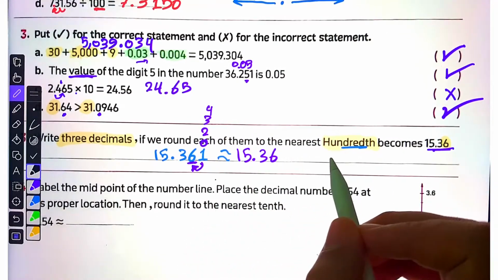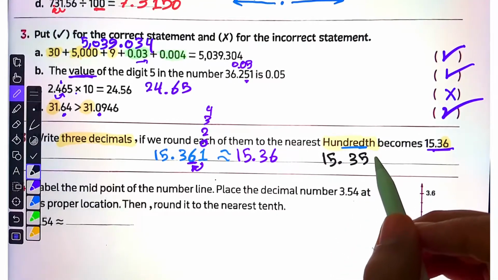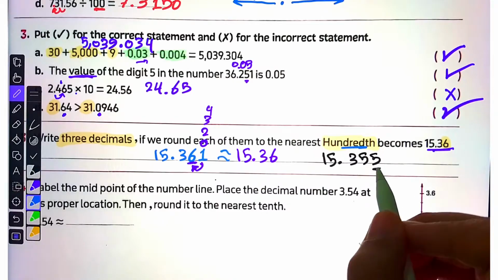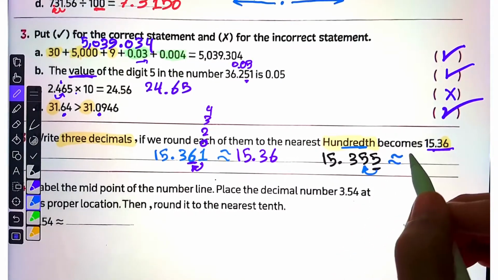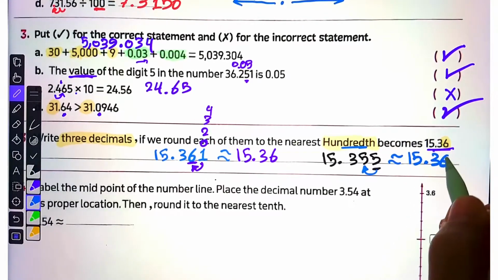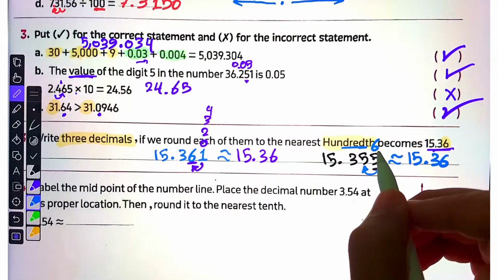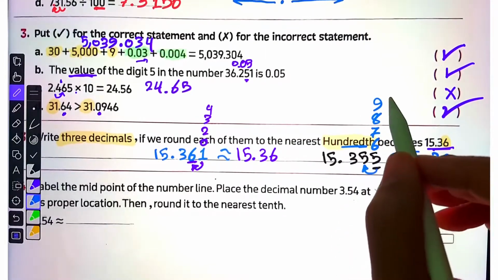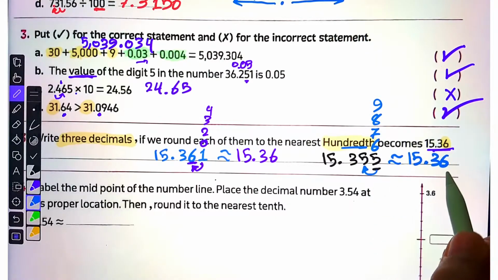Or we can make this number 15.35 and write here any rich number. For example, 5. This 5 is rich, so it can give the other 5 1, so the answer will be 15.36. Or we can make this 5 become 6, which is rich also, or 7, or 8, or 9. So all of these numbers are rich numbers and we'll add or increase 5 to be 6.